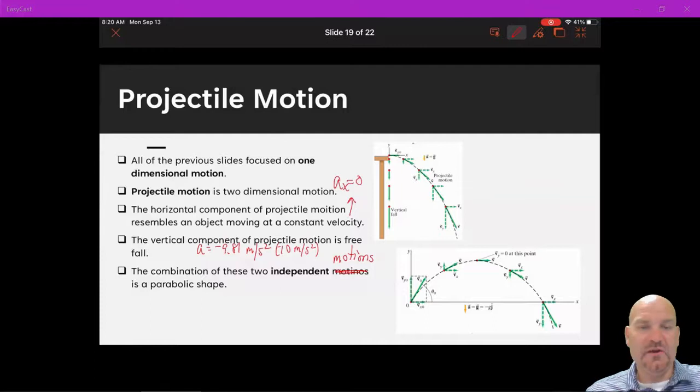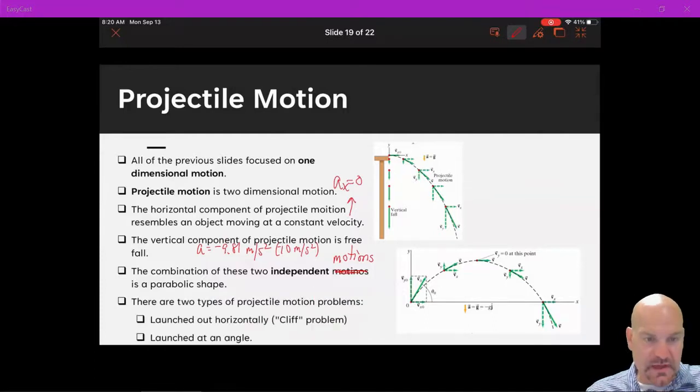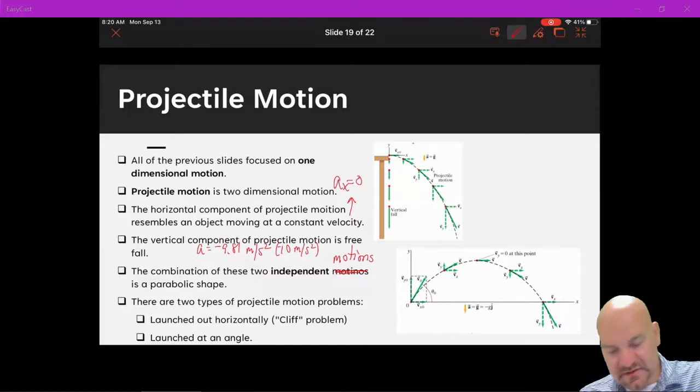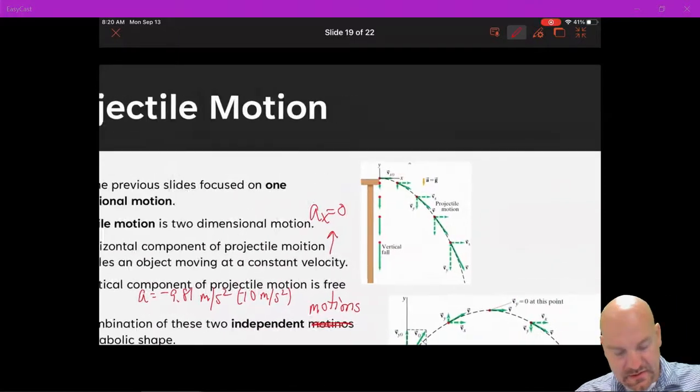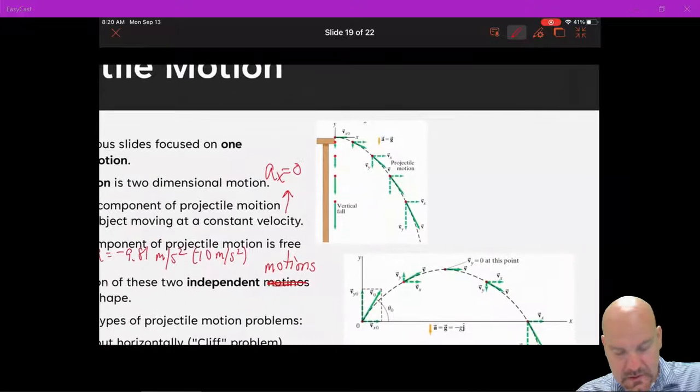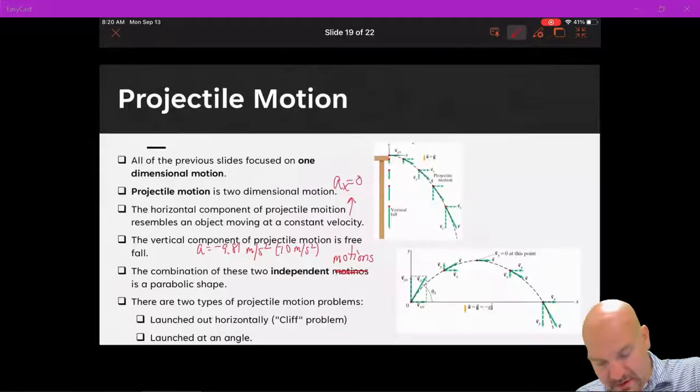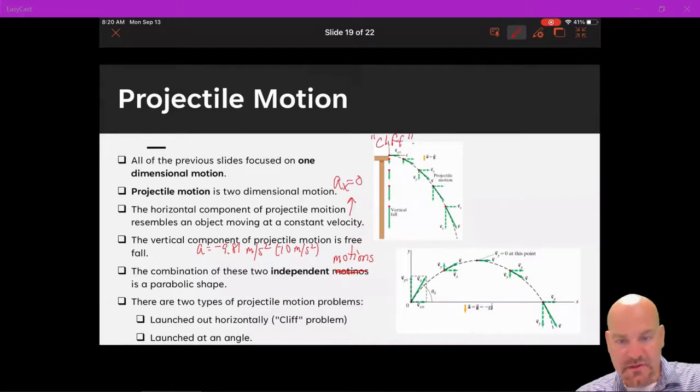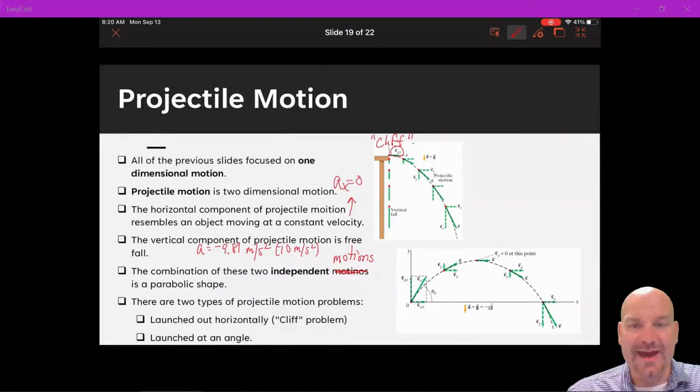And what happens is they produce parabolic shapes. And there's two types of projectile motion. The first one is when you launch it out horizontally. So that's this problem right here. This is what we call a cliff problem. Okay, so know that the only thing that you have initially in terms of its velocity is an X component. But because it undergoes free fall, it actually gains a Y component.